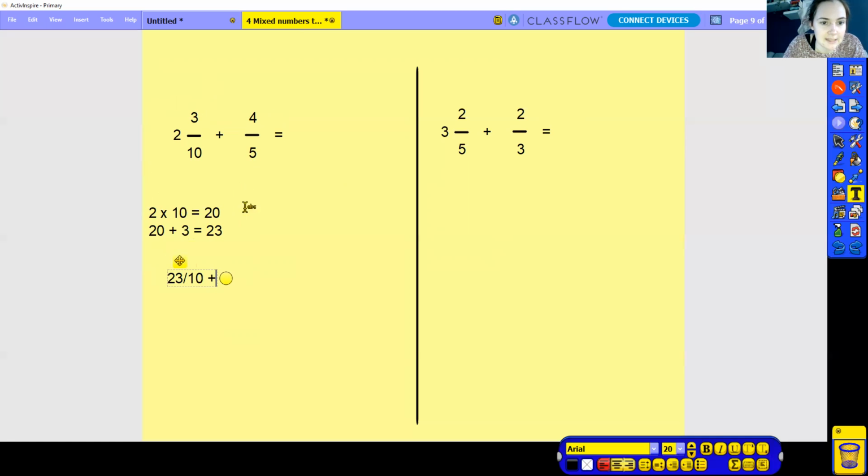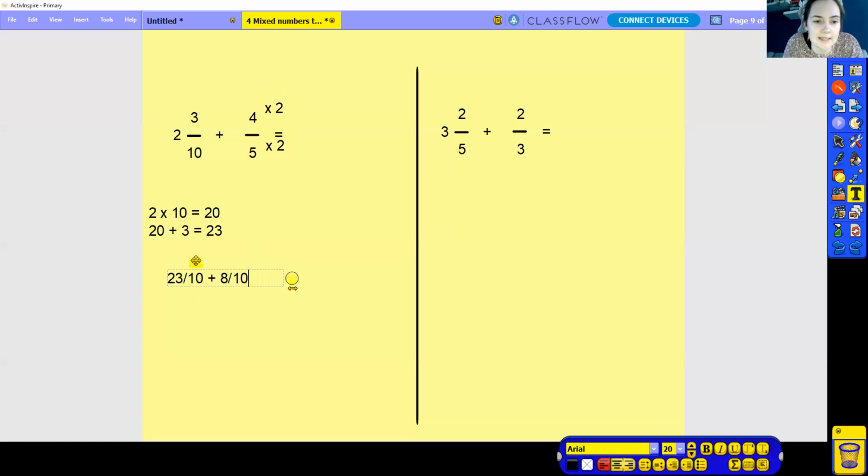This one has got a different denominator, so we need to change the denominator now. So you need to use your knowledge of equivalent fractions. If we're using our knowledge of equivalent fractions, we should realize that we can double this fraction to give us the same. So whatever we do to the denominator, we do to the top. So 5 times 2 would give me 10. 4 times 2 would give me 8. So we're adding on 8/10.